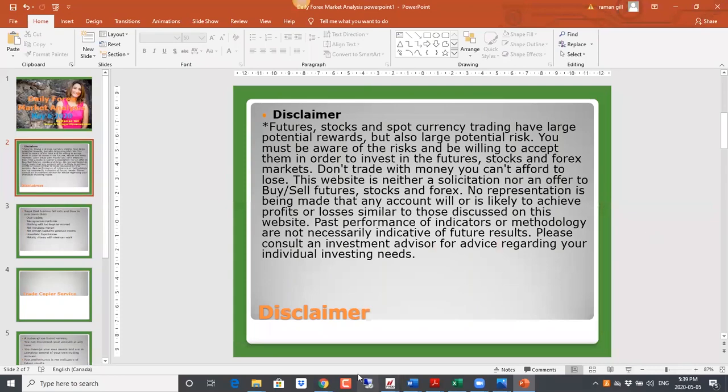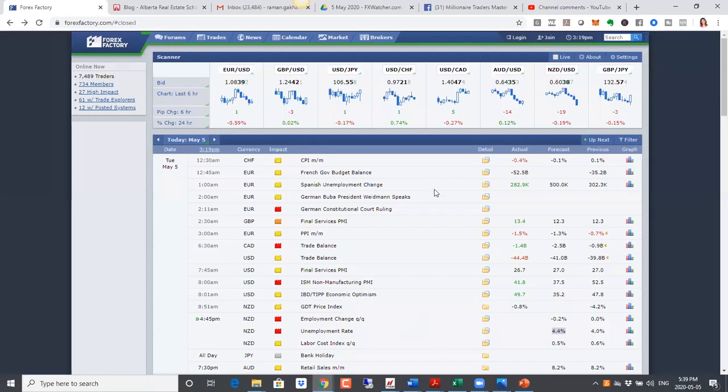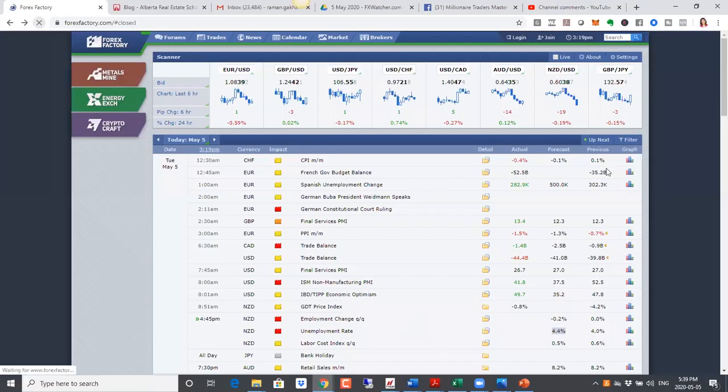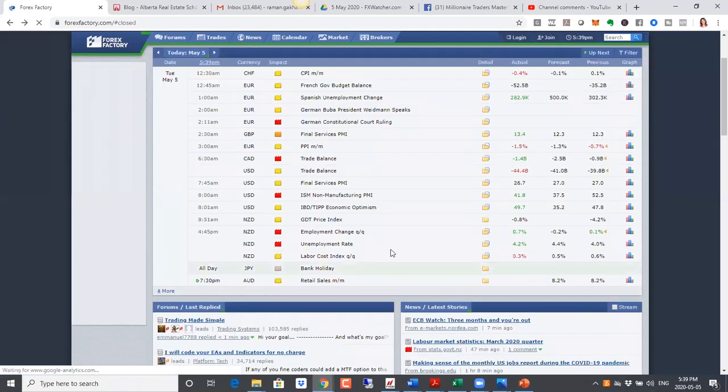As usual, we'll start off by taking a look at our calendar here. So in terms of our news, overall we saw kind of mixed data here from the US. The PMI numbers here were positive.